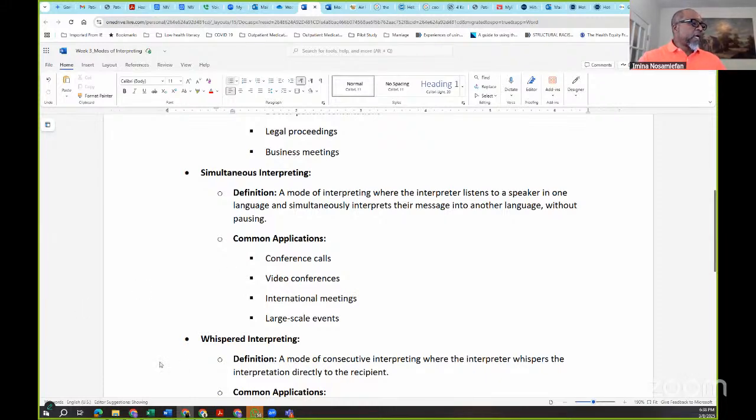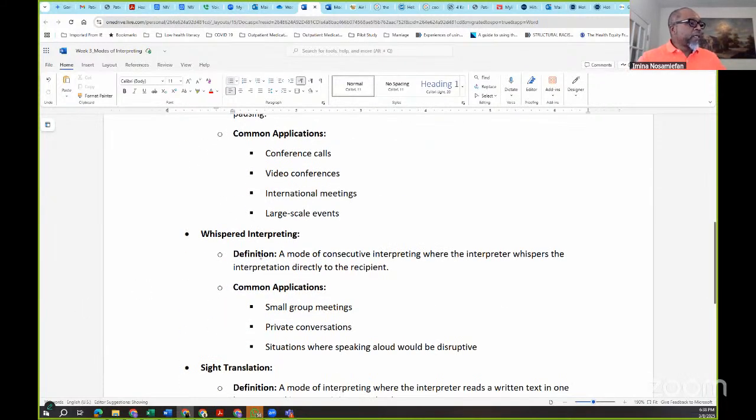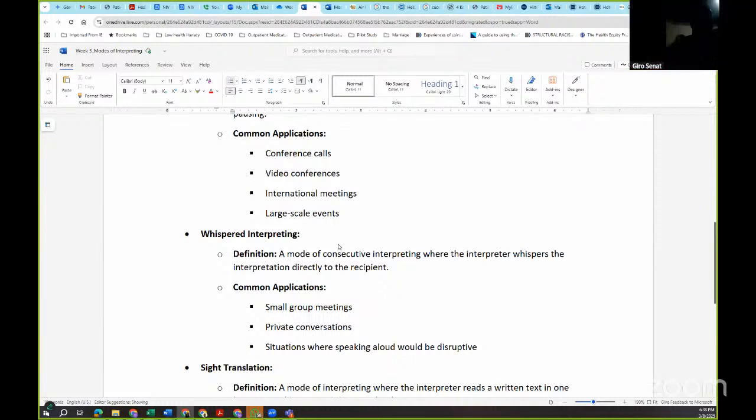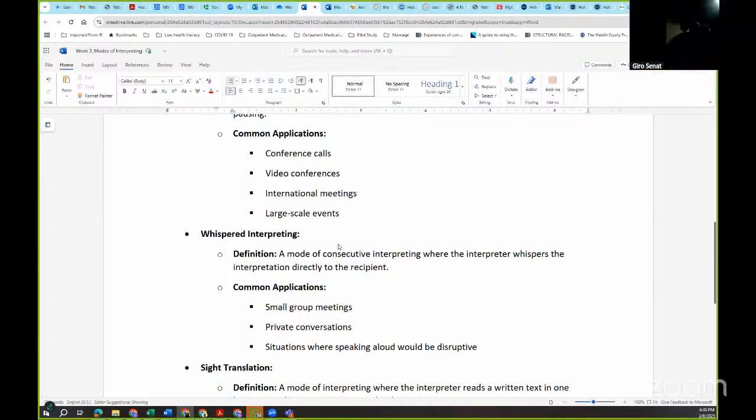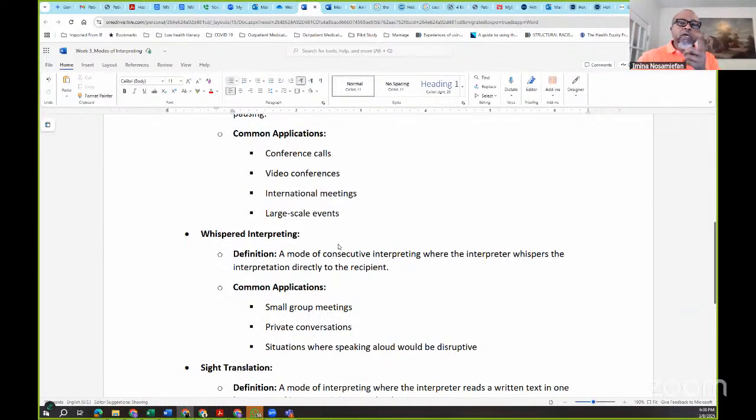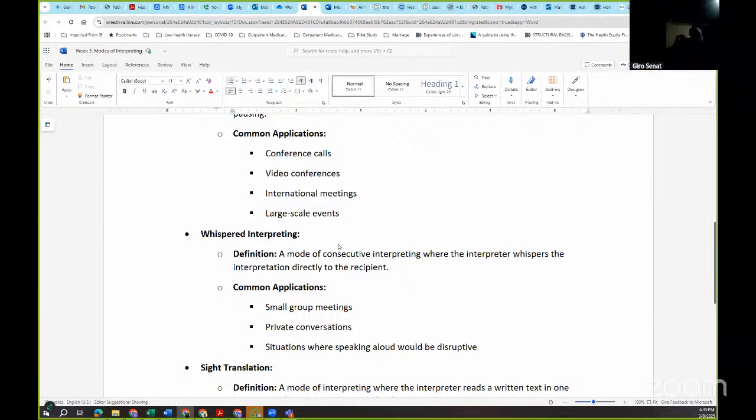Okay. Then there's whispered interpreting. So say, for example, you are in a summit of two heads of states. No. Oh yes. Well, that may be. Okay, yes, that's true. Sometimes they do that. You're correct. You're correct. But I was going to give another scenario.